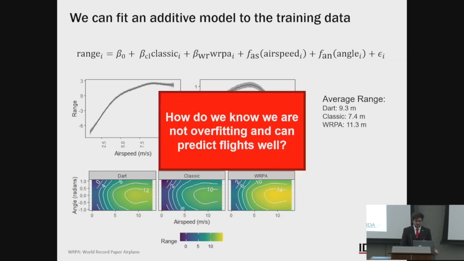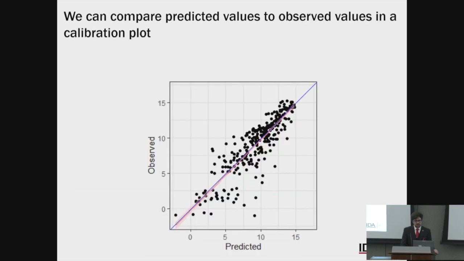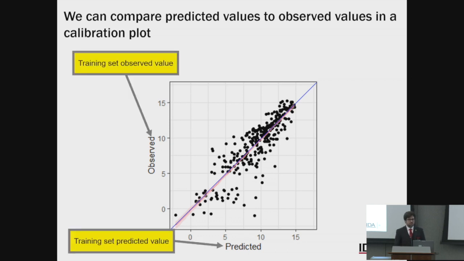So that's all well and good, but how do we know that we're not overfitting? And how do we know that we have a decent description of our modeling and simulation outputs? We could construct calibration plots. In this plot, I am plotting the predicted value according to this statistical model against the value that we actually saw in the training data, right? So ideally what we would like to have is that predicted values are equal to observed values.